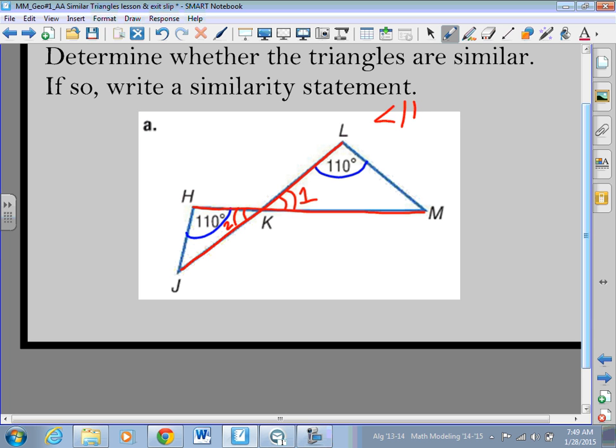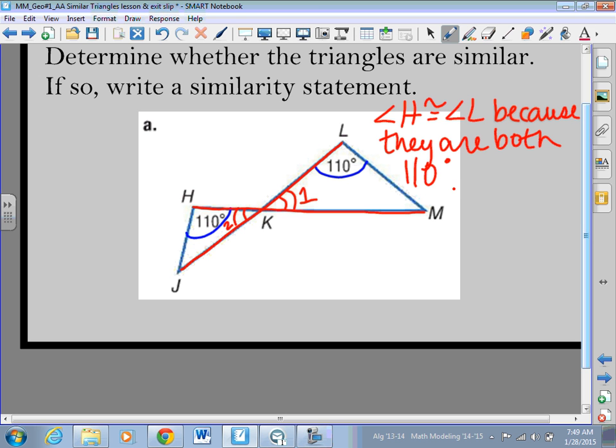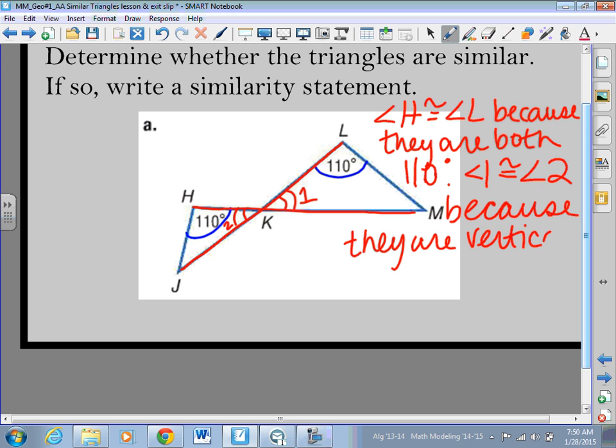So angle H is congruent to angle L because they are both 110 degrees, period. Second one, angle 1 is congruent to angle 2 because they are vertical angles.